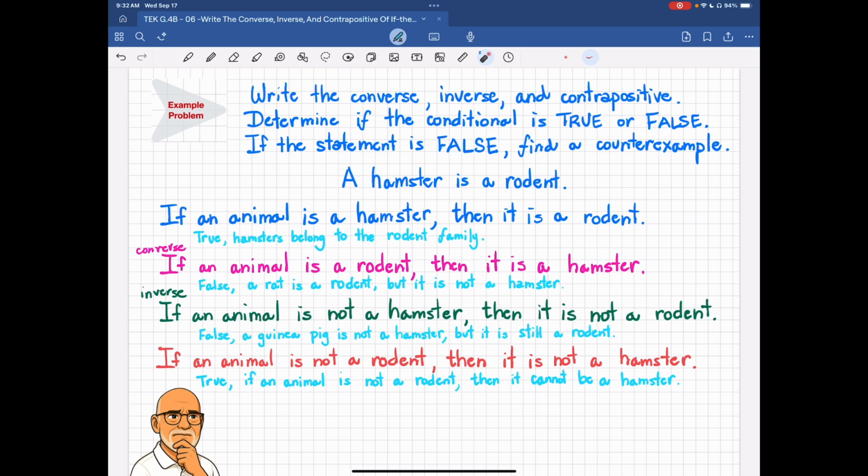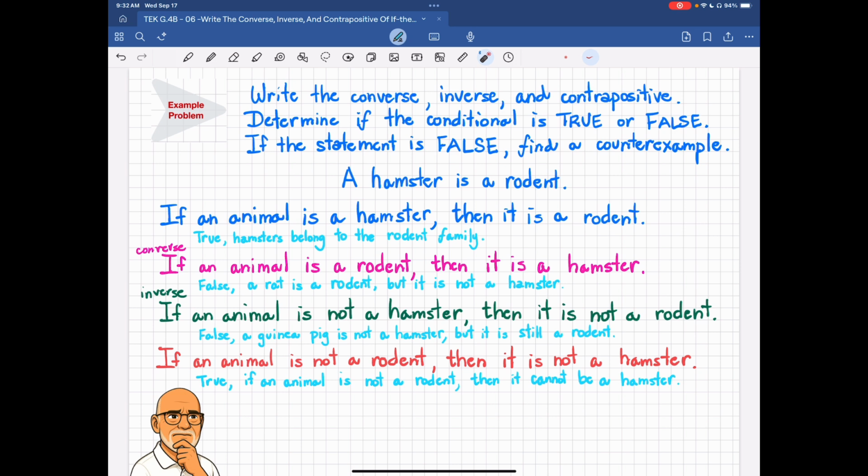So what I'm going to do is take my hypothesis that's up here and put a "not" in the right by the verb. So it's going to read, if an animal is not a hamster, then it is not a rodent. Okay? So we need to judge the truth value of this.